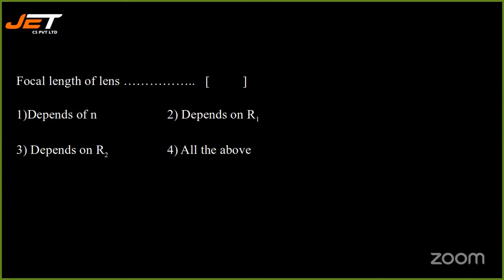N is nothing but the refractive index. What is R1? R1 is the radius of curvature of the first surface, and R2 is the radius of curvature of the second surface. So what does focal length depend on? If you see the lens maker's formula, 1 by f is equal to (n minus 1) into (1 by r1 minus 1 by r2). So it depends on all of them, right? It depends on n, on r1, and on r2. So all of the above is the correct answer.